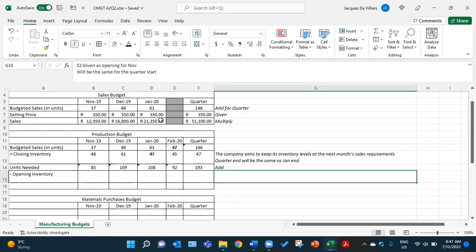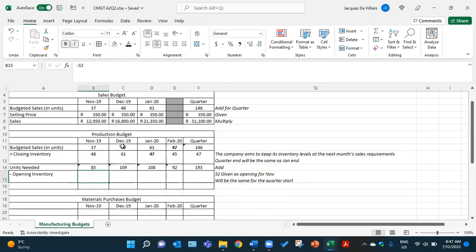Now, remember something again. We did a physical stock count. And when we did our physical stock count, it is given to us that there were 52 units in stock on the 31st of October. And I said nothing will happen over midnight. So you still get to the store on the 1st of November and you still have that 52. And of course, if we have 52 there, we have 52 at the start of the quarter.